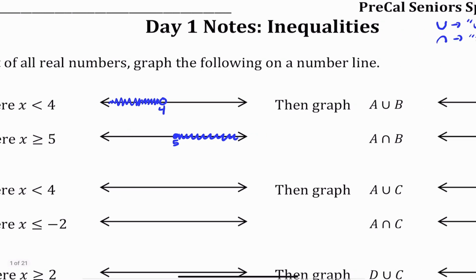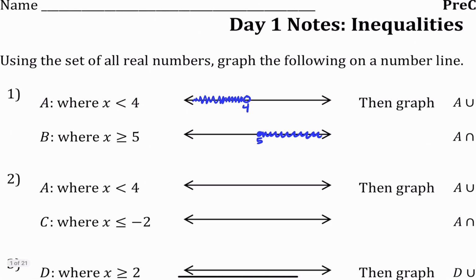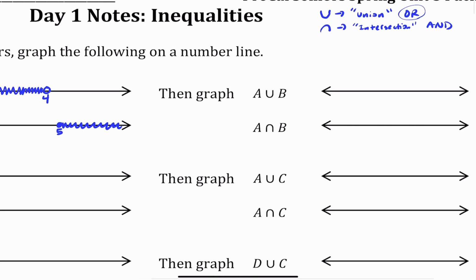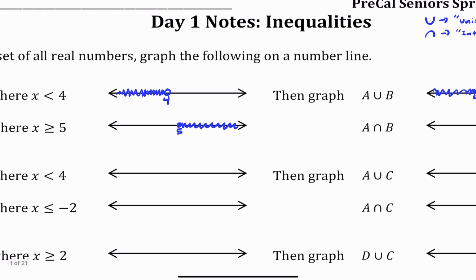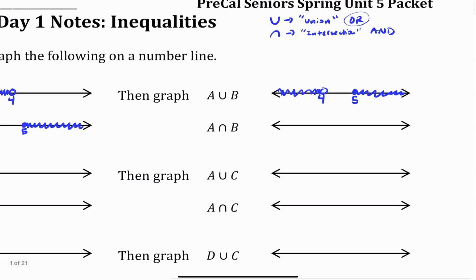If I'm talking about all the numbers present, all the numbers should be less than 4, and all the numbers should be greater than or equal to 5. So that's what I'm going to put for A uniting B. So 4, open dot, shading to the left, and then here's my 5 with a closed dot, shading to the right. And where do these two number lines intersect? They don't. So what we need to write here is basically no solution.